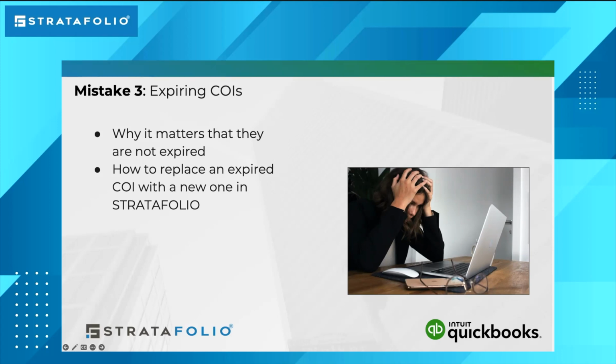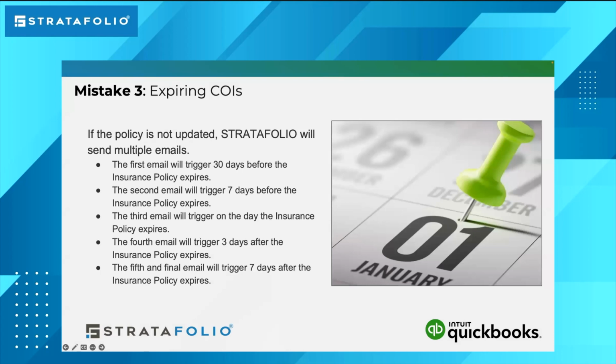Yes. So actually, we do have a good way to track that. Thank you. Go, Emily, go. So we have made it simple for you to replace the expired COI in Stratafolio with an updated one so that you don't skip a beat and you don't miss your expirations. We have multiple alerts that go out to users, tenants, and the insurance agent if you request that. We send alerts 30 days and 7 days prior to expiration, on the day of expiration, and then 3 and 7 days after expiration.